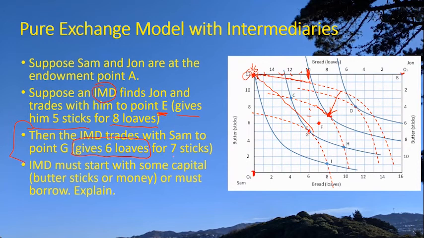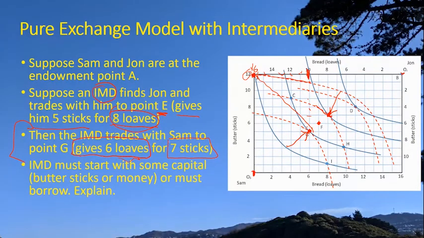Now, where does he get the 6 loaves of bread that he's going to give? Well, he got them from John in the previous trade, and he's going to give Sam the 6 loaves of bread, but he's going to hold on to the 2 extra. And he's going to trade for 7 sticks of butter. Those 7 sticks of butter are going to move Sam to point G, and notice that Sam moves to a higher indifference curve in moving from A to point G. So Sam is happy with that trade as well. He's getting increased surplus, he's getting higher utility.